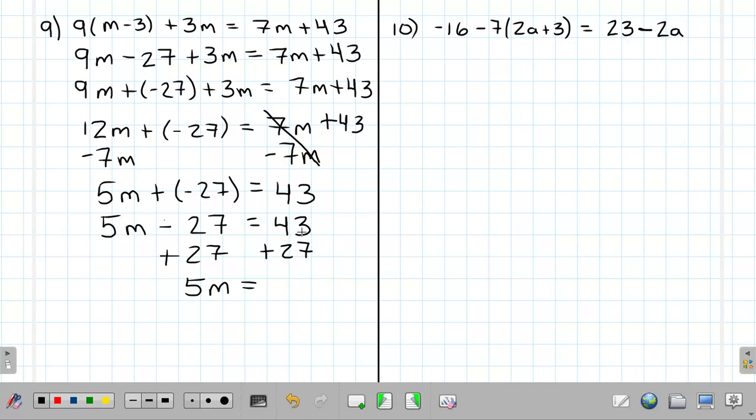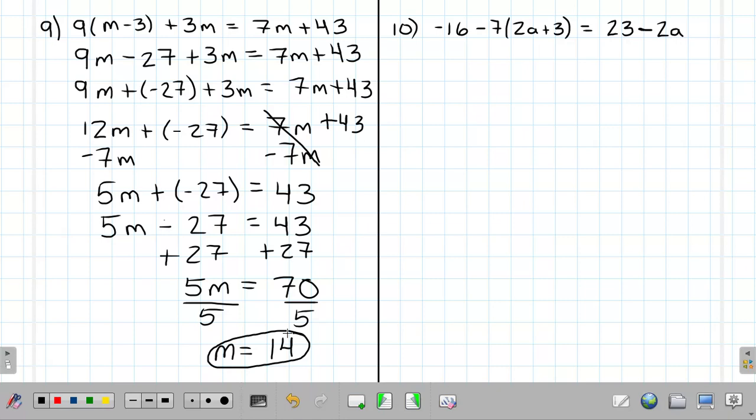So we get 5m is equal to 43 plus 27. It's bigger numbers here, but you can see if we add the 7 to the 43, that'll give us 50, plus 20. This is actually going to be 70. Then we divide by 5. So we get m is equal to 70 divided by 5. That's not one that's on your times tables, but it should be easy enough here. 70 divided by 5 is 14, especially if you have a calculator. So m is equal to 14.